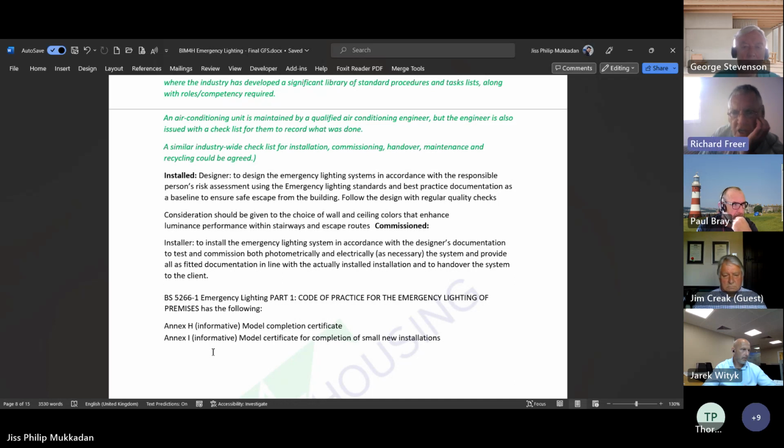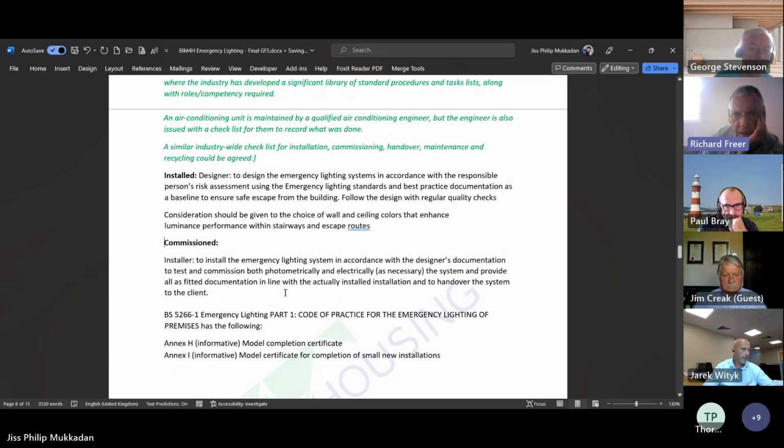Right, Jess, can you put a carriage return before commissioned? Thank you. So we've got 2 points covering installation. Does that cover it? Anybody think it doesn't cover it? It is a bit scarce, let's put it that way.